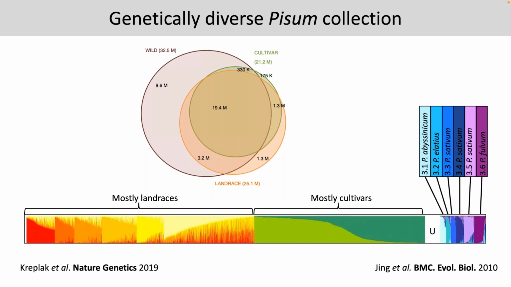In a recent study, it is reported that 50% of the alleles were shared among wild, landraces, and cultivars, while 25% were unique to wild accessions and 5% to landraces. So this data indicates that Pisum is a diverse species and we could benefit from introgression from its wild relatives.